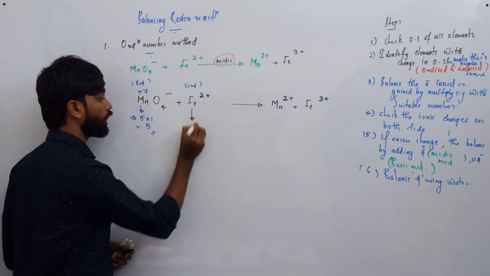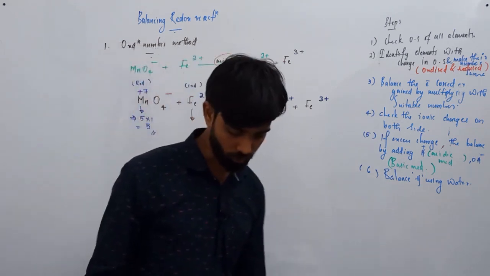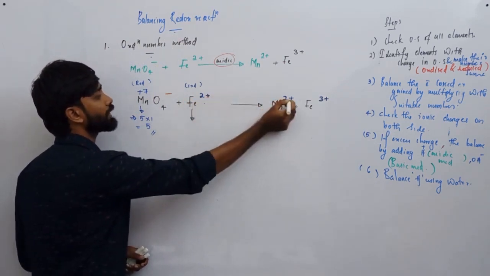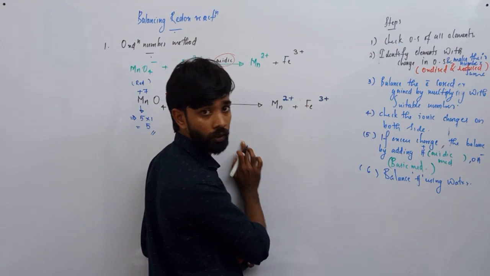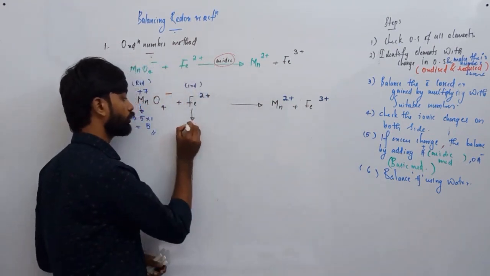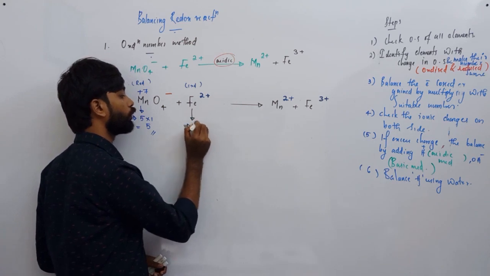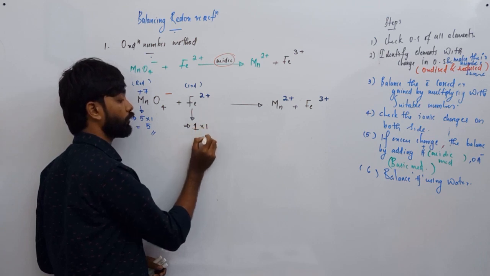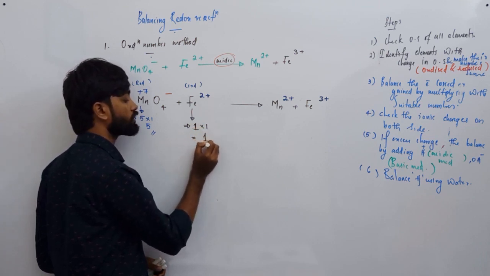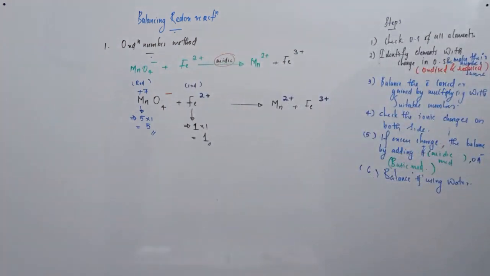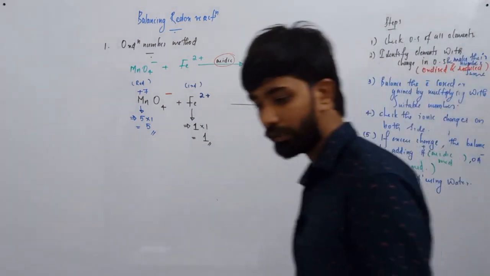What about the total electrons lost? For the total electrons lost, the change in oxidation state of iron is from +2 to +3. +2 to +3 means one electron, one is the change, right? One electron is lost, and there is only one such ion. So the electron lost is 1. So here, 1 electron lost, but 5 electrons gained, right?